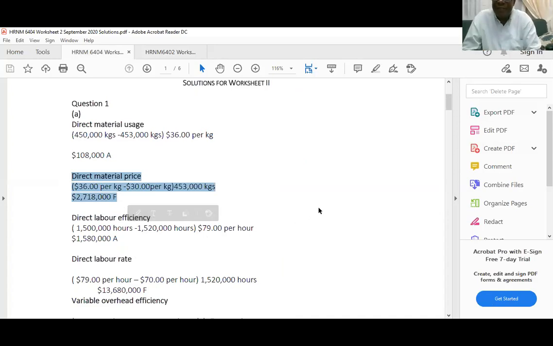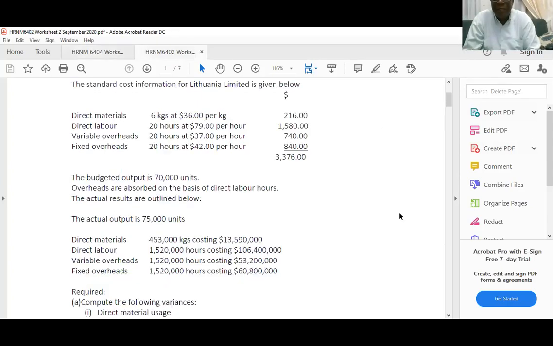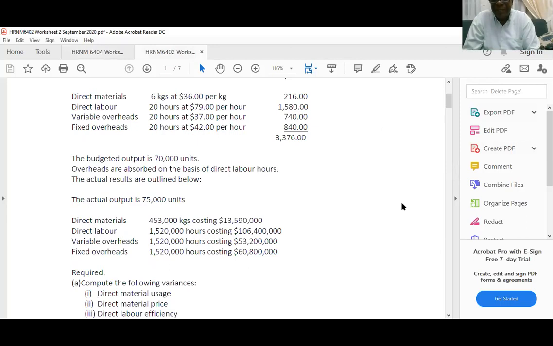$2,718,000, and it's favorable. Why is it favorable? Because we paid less than the plan. We planned to spend $36 on each kilogram purchased, and we actually spent less. We spent $30. So that makes it favorable.